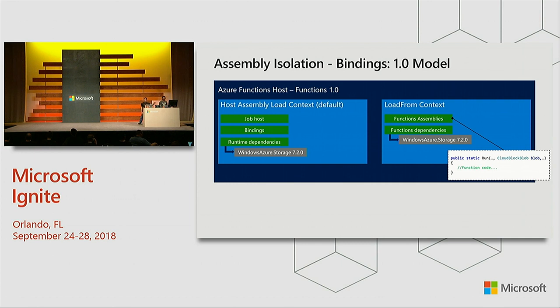If you had code that looked like this, where you're taking an input parameter that came from the binding, a cloud block blob, with this scenario, everything would work just fine. What we would often see is that you go to NuGet, you see there is a newer version of the SDK, you want to update, you move on to a newer version of the storage SDK, and things would start to fail.